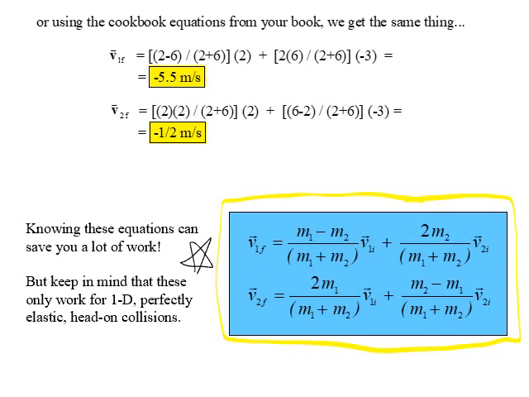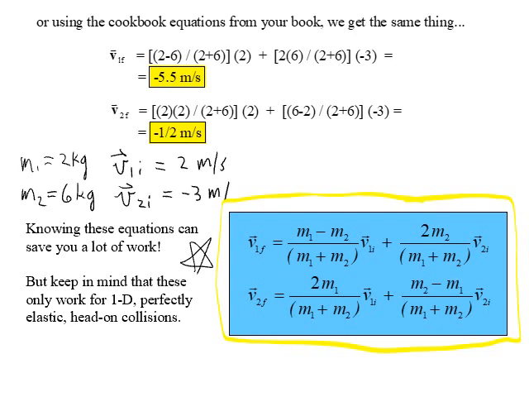As an example, in our particular case here, the problem we did on the previous page, M1 was equal to 2 kilograms, and M2, the blue ball, had a mass of 6 kilograms. V1 initial was 2 meters per second. It was moving to the right, which is the positive direction. So again, signs here matter. V2 initial, the initial velocity of the blue ball, was 3 meters per second to the left, so it had an initial velocity of -3 as far as our x-axis goes.